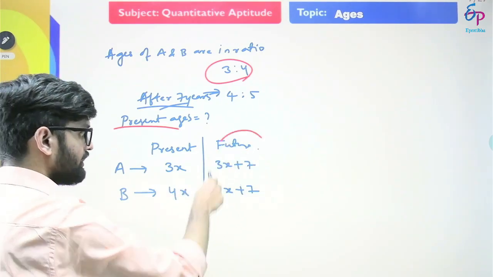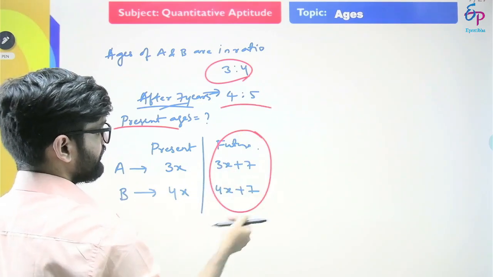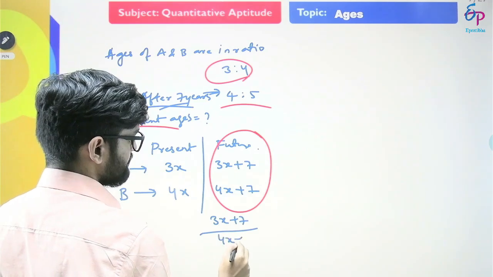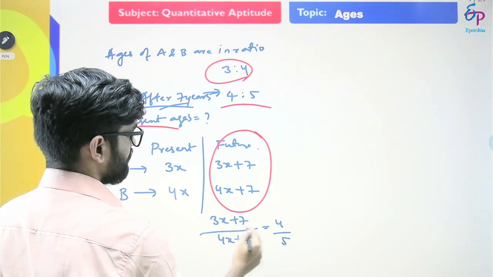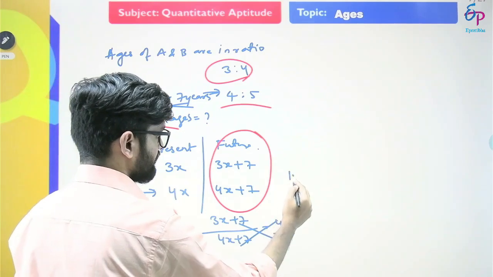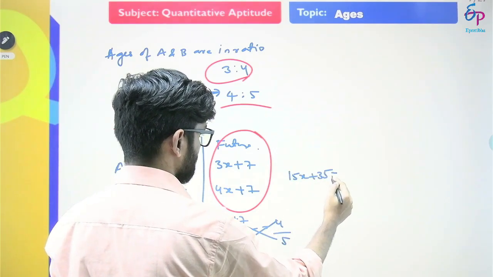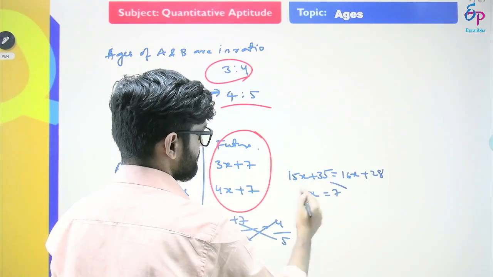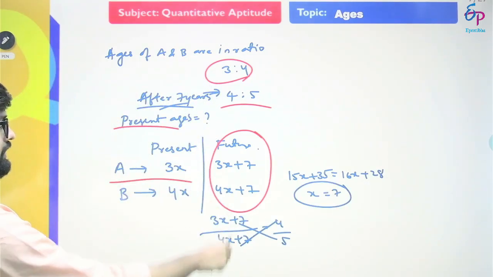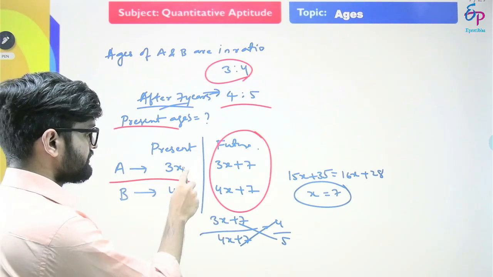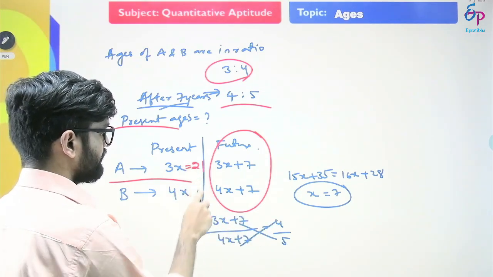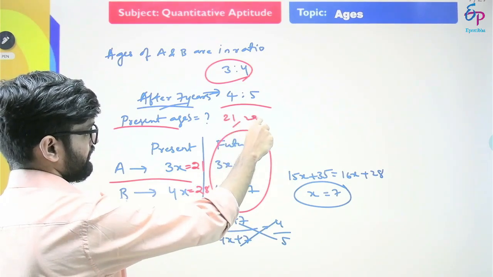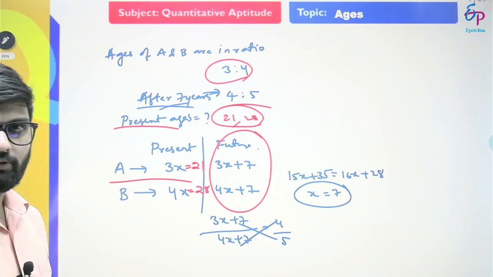But they have given that after 7 years, the ratio will be 4:5. That means (3x plus 7) divided by (4x plus 7) is equal to 4 by 5. Cross multiply: 15x plus 35 is equal to 16x plus 28. So x value is equal to 7. But what is the age of A? Age of A is 3x, 3 into 7, that is 21. B is 4 into 7, 28. So what is the answer? 21 comma 28 is the answer.